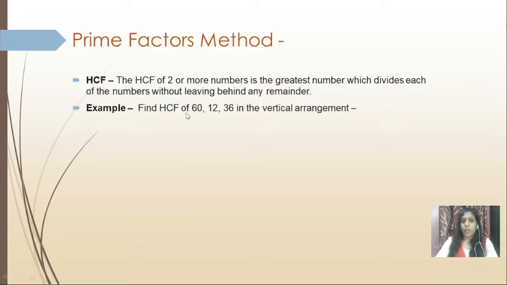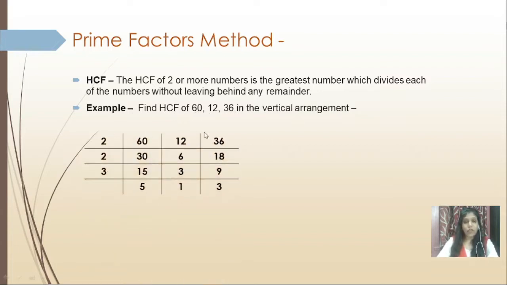Now we find the HCF of 60, 12, 36 in the vertical arrangement. If you see here, we have solved this in a vertical arrangement, 60, 12, 36. Now common are 2, 2, 3, so 2 into 2 into 3 equals 12. If you observe carefully, 12 is one of the given numbers. So if one of the given numbers is the HCF, then it becomes the divisor for the other two numbers.